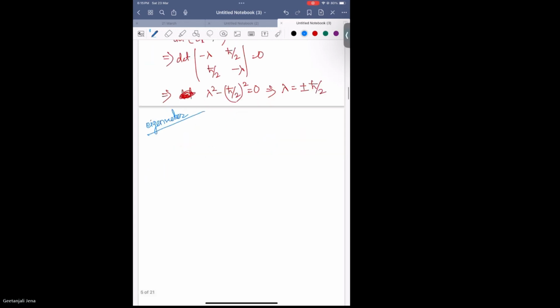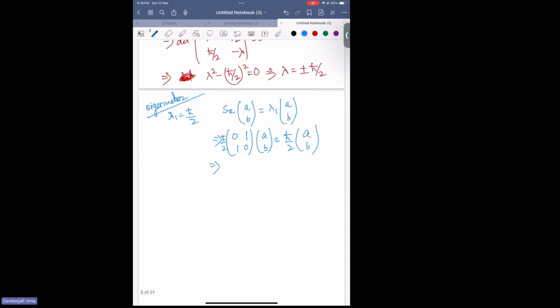Or let's say lambda 1 equal to ħ/2 for the first value. For this, you have to solve the eigenvalue equation. Let's say the eigenket is (a, b), so Sx (a, b) equals lambda 1 times (a, b). This is nothing but the matrix 0, 1, 1, 0, with ħ/2 in front, acting on (a, b), equal to ħ/2 times (a, b).